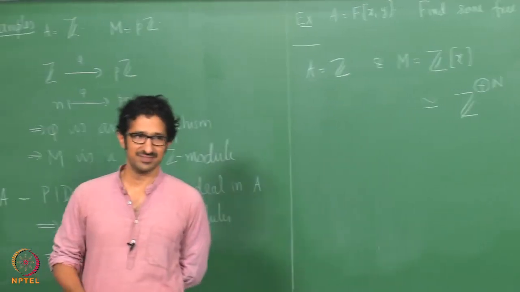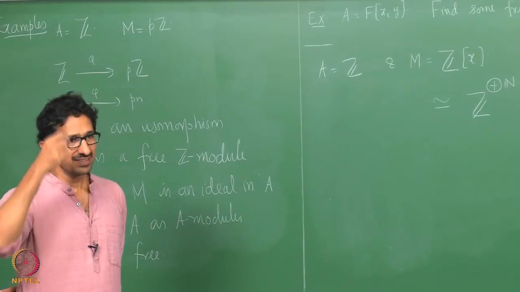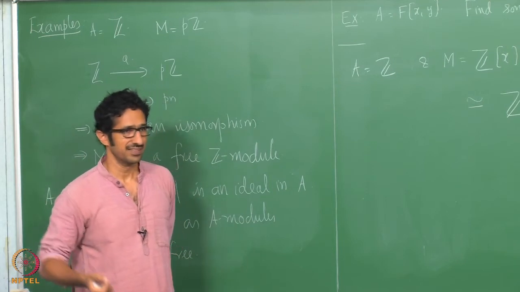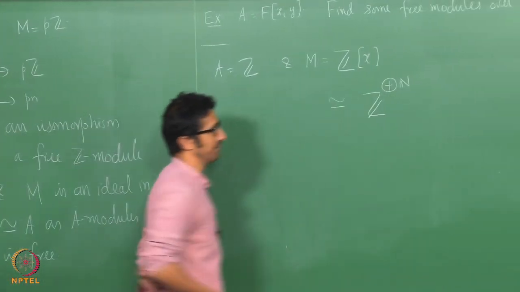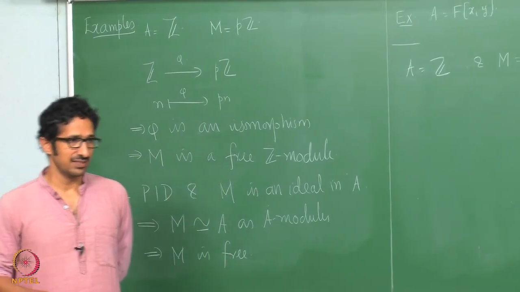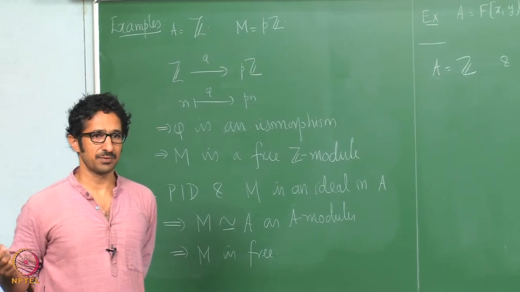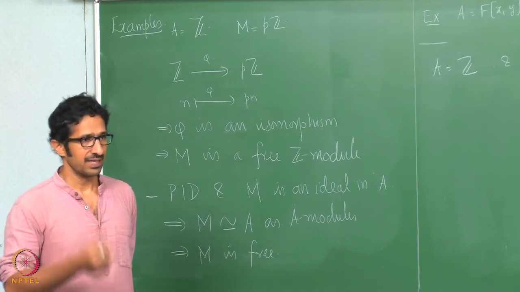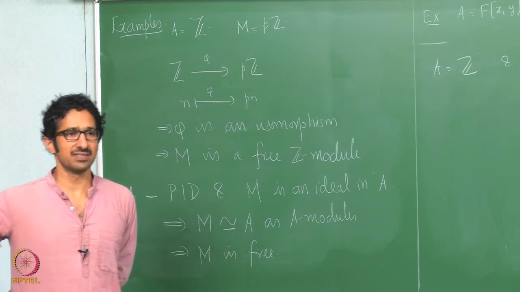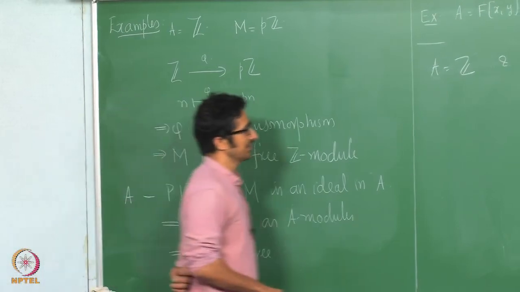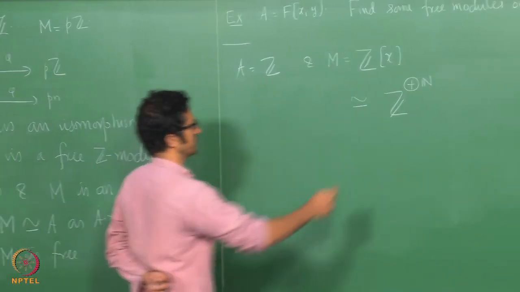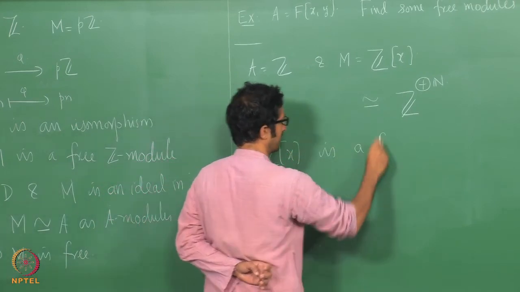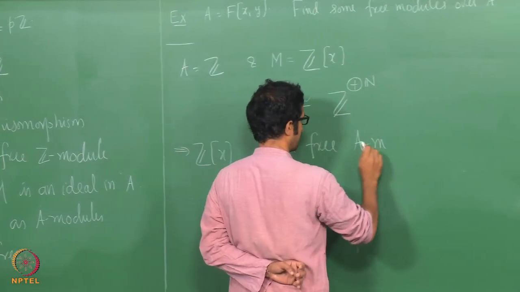See, every element is a finite tuple in some sense. So one can define this map: a0 plus a1 x plus etcetera up to an x to the power n is mapped to (a0, a1, ..., an) and then 0 everywhere else. That will be a module isomorphism between these two modules. So again, Z[x] is a free A module, Z module.